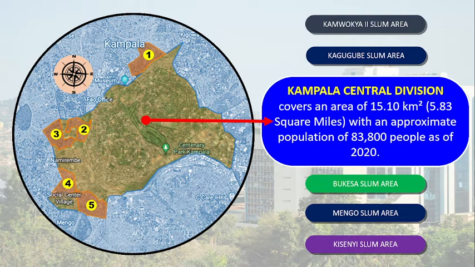Now, Kisenyi slum area is basically composed of the 3 Kisenyis. We have Kisenyi 1, Kisenyi 2, and Kisenyi 3. Because if you did watch the previous video, I had earlier on pointed out that we do have 7 slum areas within Kampala Central Division. However, as you can notice, these have been compressed to 5 slum areas, whereby Kisenyi has all been combined to 1 slum area.